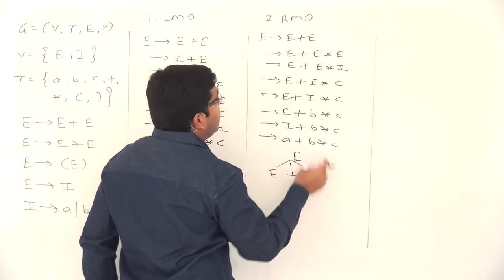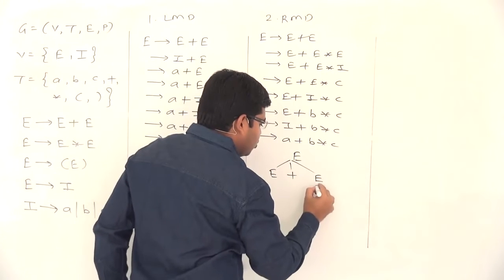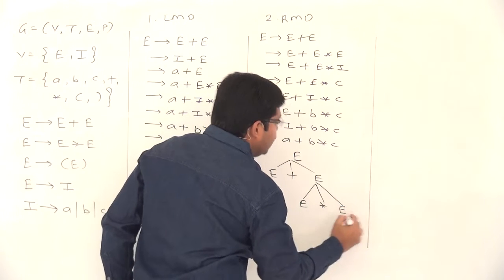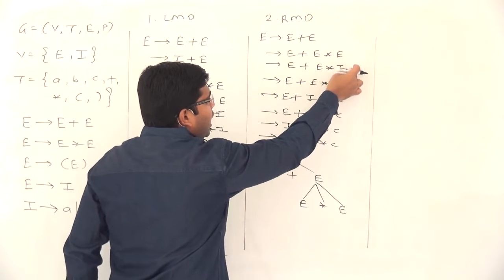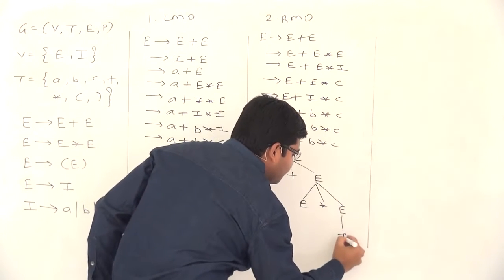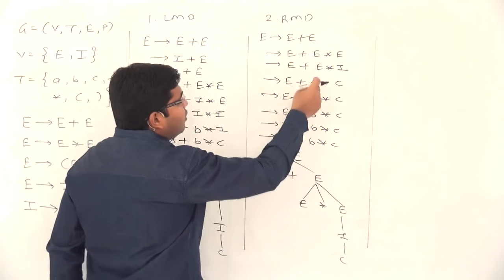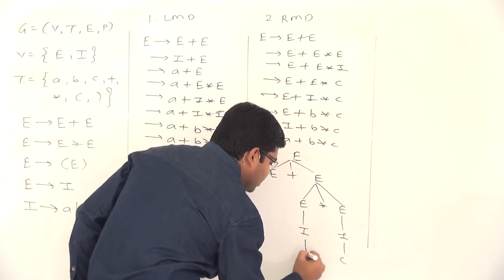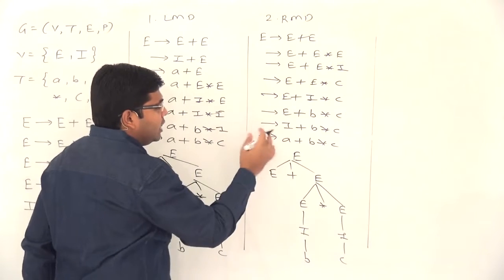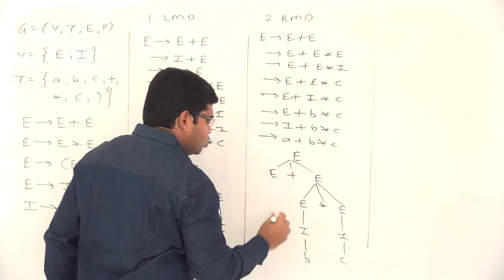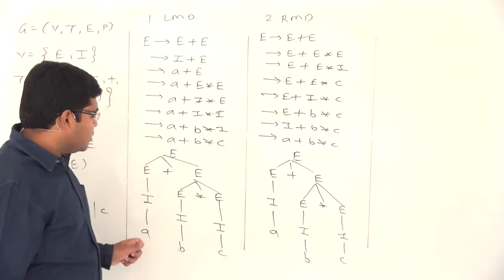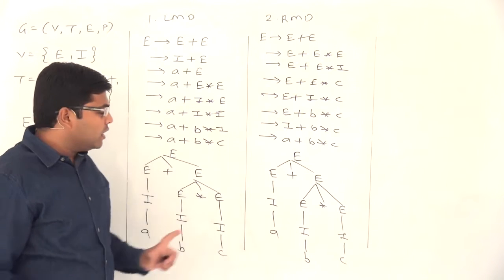Okay. Then we expanded this E with E multiplied by E. So we will go for E multiplied by E, then we converted this E to I and then to c. Then we converted this E to I and then to b, and finally we converted this E to I and I to a. Now if you observe these two derivation trees, they are not different.